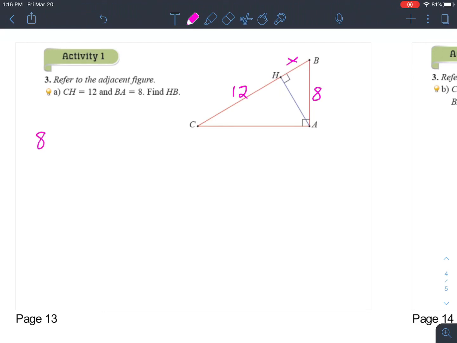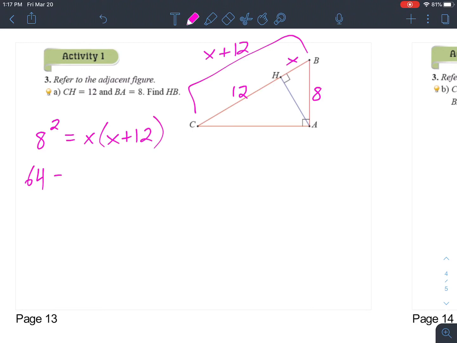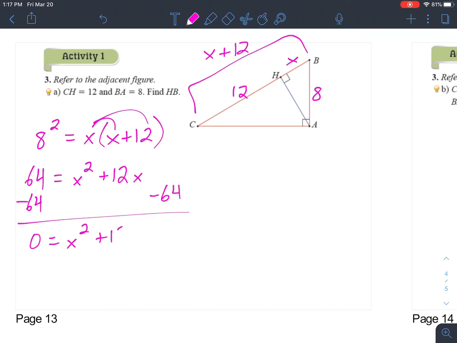We're going to have 8 squared equals x times, and then we need the entire length, so we have to add these together, x plus 12. So now we get 64 on the left side. Over on the right side, when we distribute that, we get x squared plus 12x. We should subtract 64 from both sides, because we will need to factor.